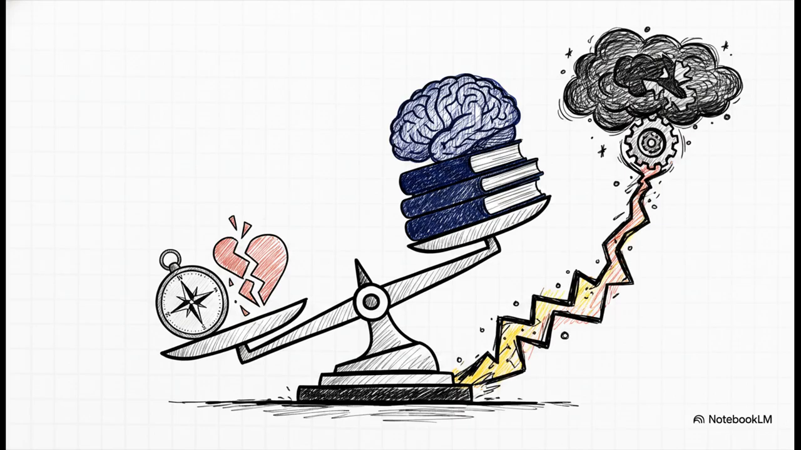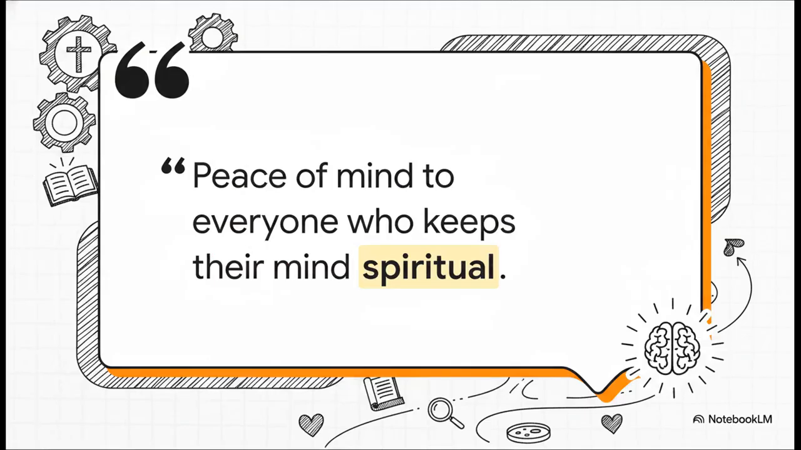If you're incredibly smart, highly educated, and know all the scientific facts in the world, but you lack moral integrity, you're going to make bad choices. And bad moral choices, despite having a great education, will ultimately hurt your life and the lives of those around you. But there's a better way, a way of true order. Romans chapter 8, verses 6 through 7 offers a really beautiful promise: peace of mind to everyone who keeps their mind spiritual. And guys, this is the ultimate positive result we're all looking for.